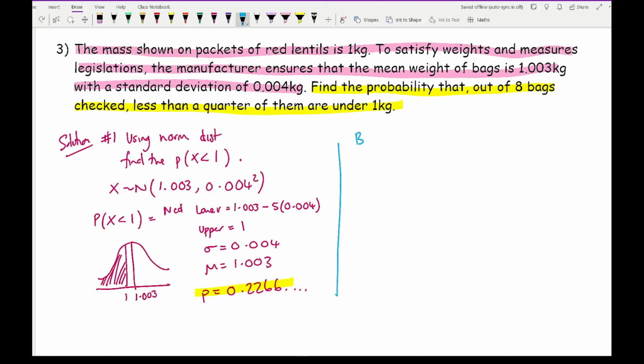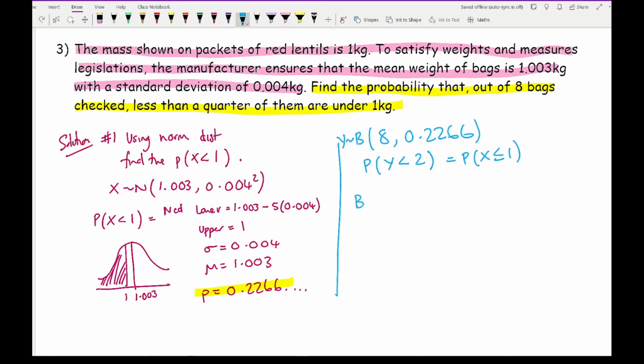So here we've got a binomial, with a sample of 8 and my probability of success is 0.2266. I'll write it to 4 decimal places. What I'm wanting is the probability that y is less than a quarter, so y is less than 2. Working this out on my binomial distribution, that is equal to the probability that x is less than or equal to 1.